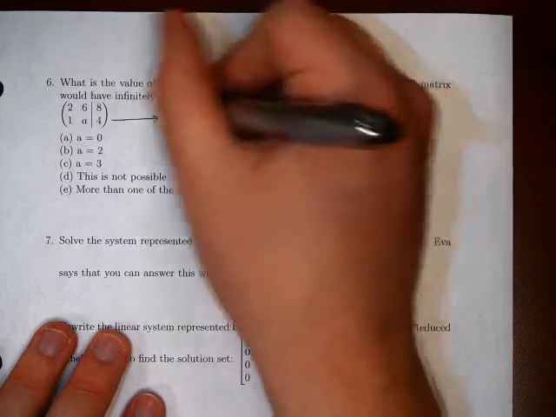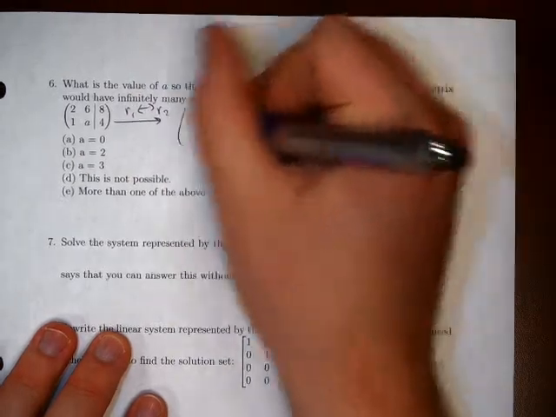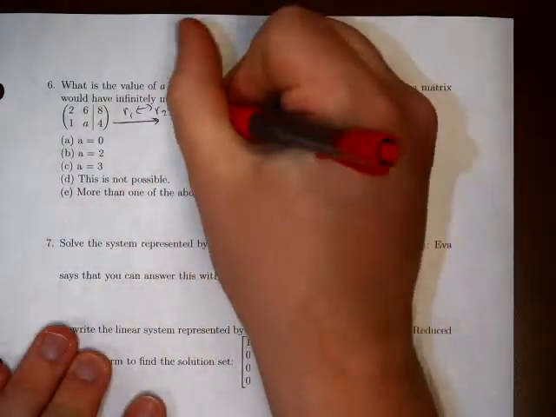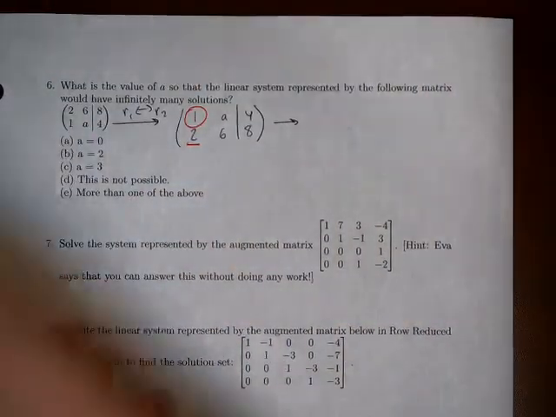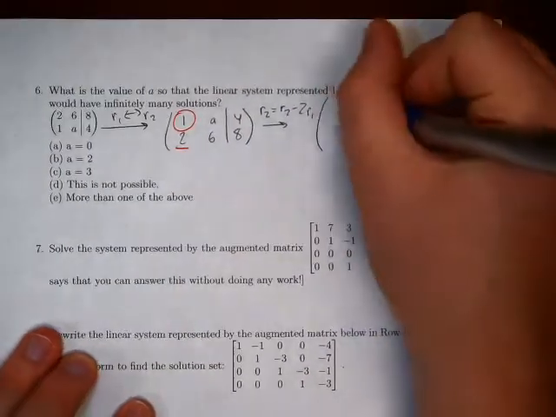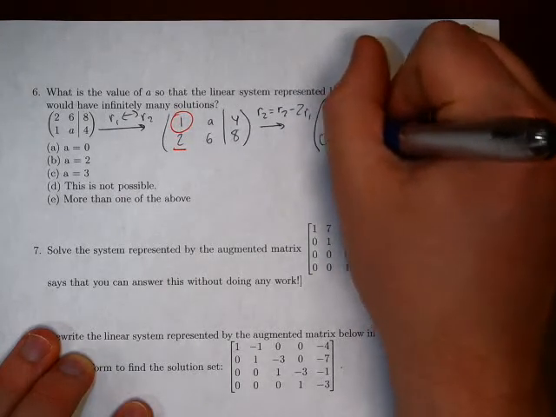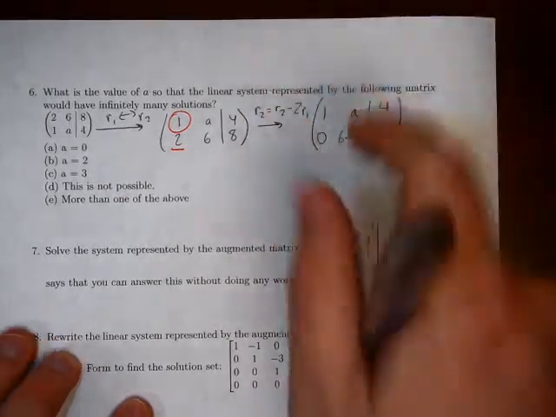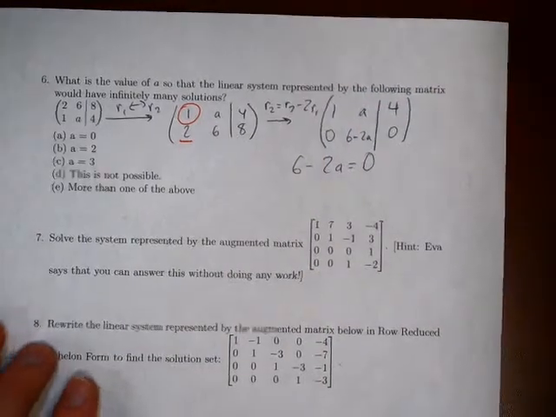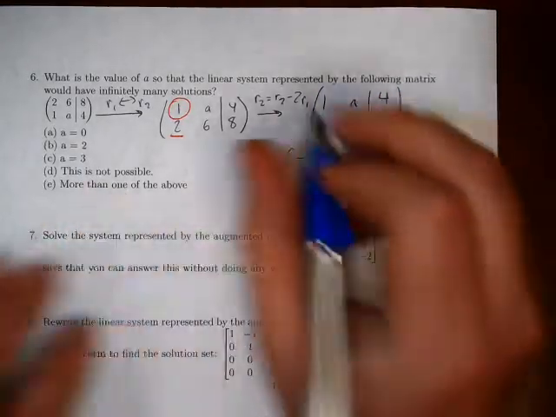So if we take this, we can take row 1 and swap it with row 2 to get 1, A, 4, 2, 6, 8. And then from there, since we have a 1 here, we want to make it a leading one by getting rid of that 2. In order to do that, we'll take row 2 equals row 2 minus 2 row 1. And so we'll end up with 1, A, 4, and 0, 6 minus 2A, and 0. In order to make this be a free variable, we need 6 minus 2A to equal 0. So that'll cause that to be a free variable. And so doing some algebra, 6 equals 2A, and A equals 3 will make this a free variable.